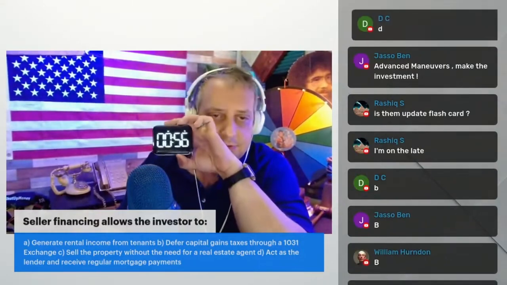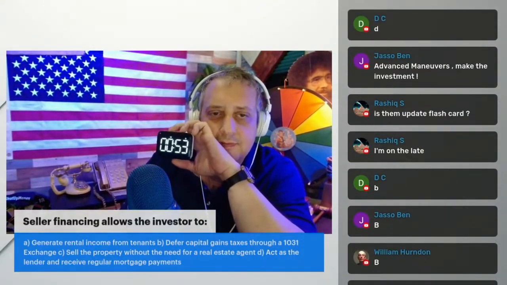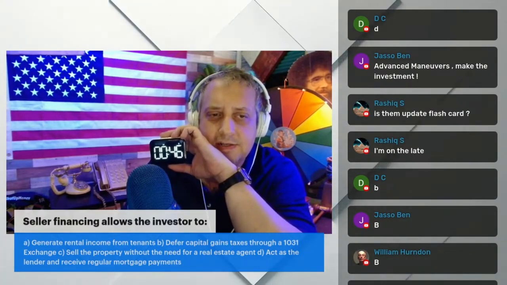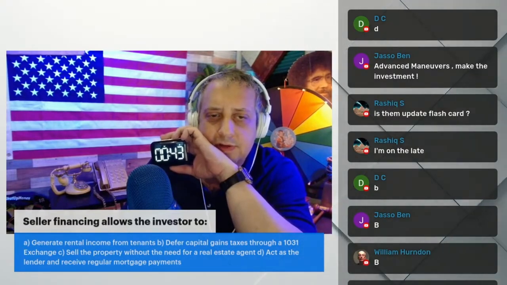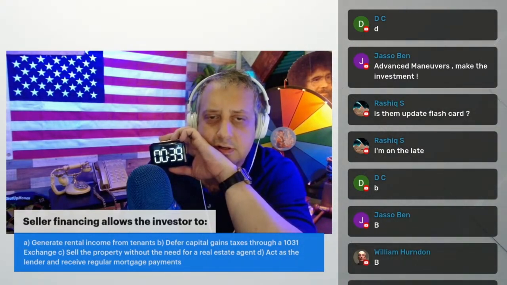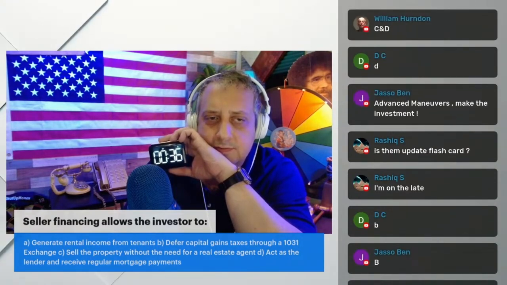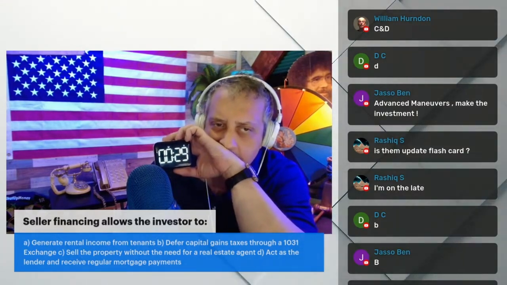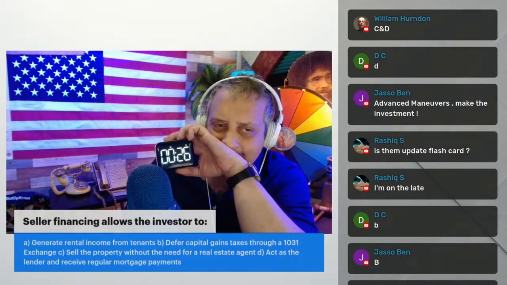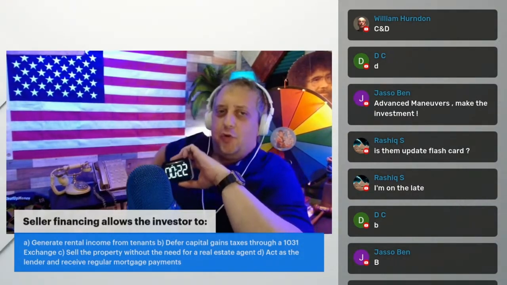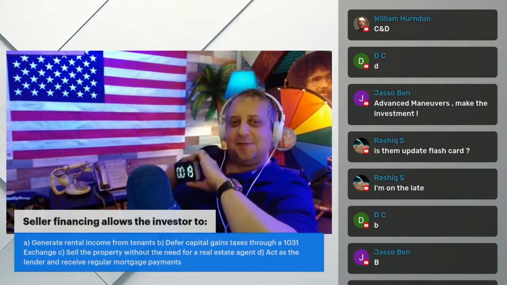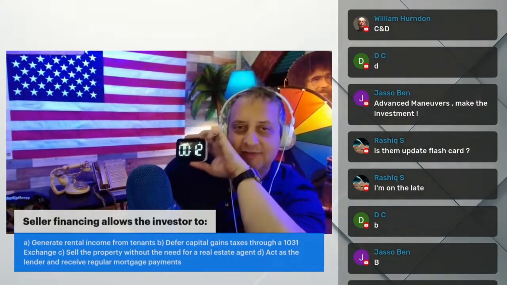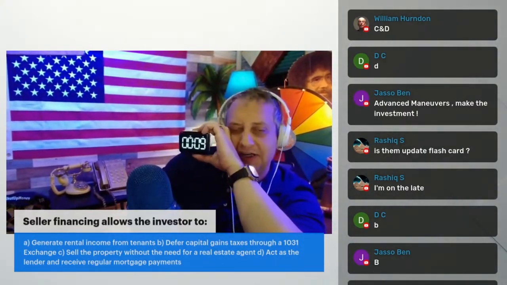Seller financing allows the investor to: A, generate rental income from tenants; B, defer capital gains taxes through a 1031 exchange; C, sell the property without the need for a real estate agent; D, act as the lender and receive regular mortgage payments. You got to think about it. Whew, wow. This is supposed to be master's degree level. Okay. What do you think? You definitely can't just quickly run through these. You got to give it a little thought at least.